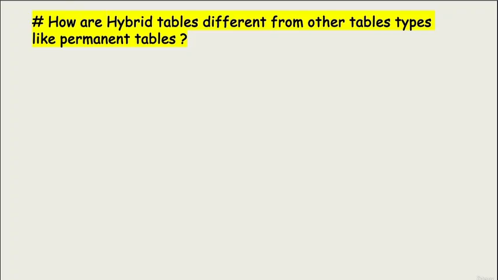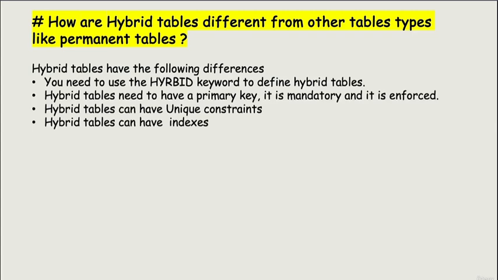How are hybrid tables different from other table types like permanent tables? Hybrid tables have the following differences. The first thing is that when you create a hybrid table, you need to use the hybrid keyword when you define the table with the create table statement. The second thing is that all hybrid tables need to have a primary key. It is mandatory and it is enforced. Without a primary key, you cannot create a hybrid table.